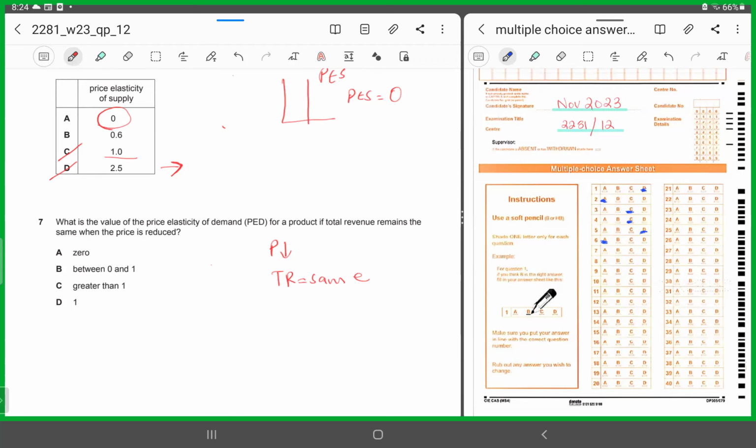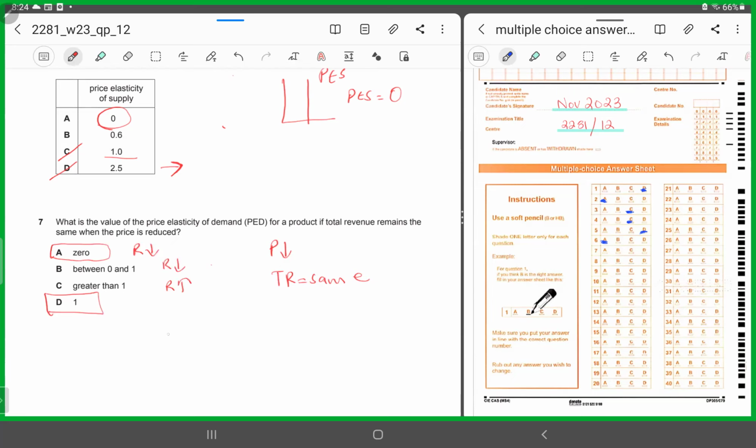So this means that the price elasticity of demand has to be 1. It has to be unitary. If it was 0, if the price elasticity of demand was 0, revenue should have been falling. If it would have been between 0 and 1, this means it would have been inelastic, so revenue would have been falling. If it would have been greater than 1, it would have been elastic, so revenue would have been increasing. The demand would have been elastic and the revenue would have been increasing.